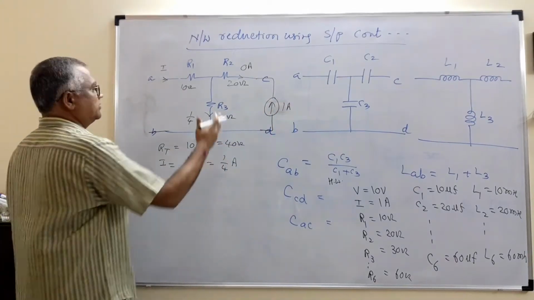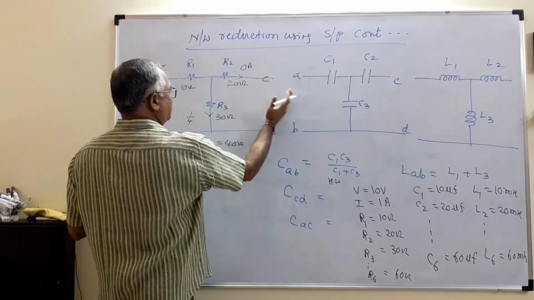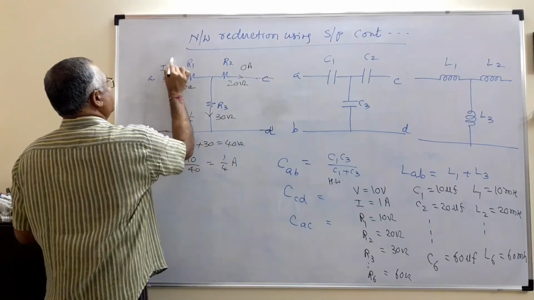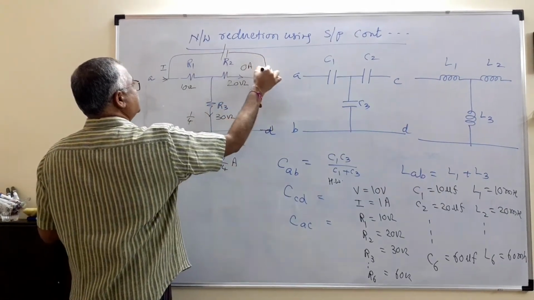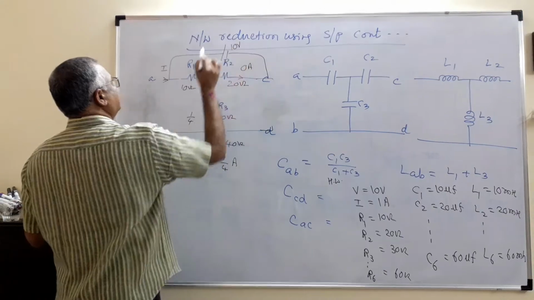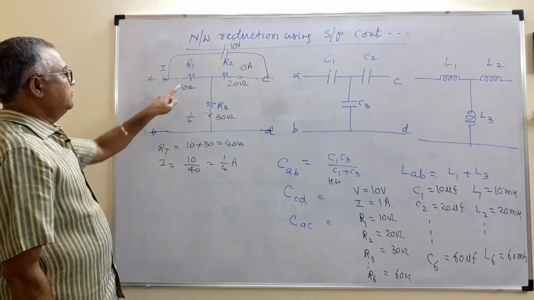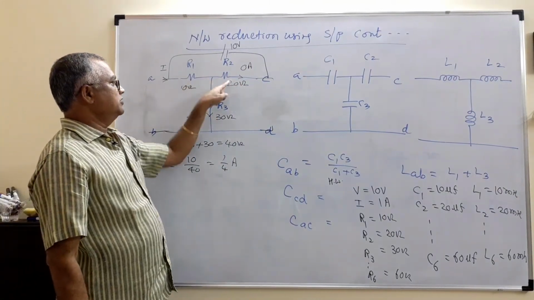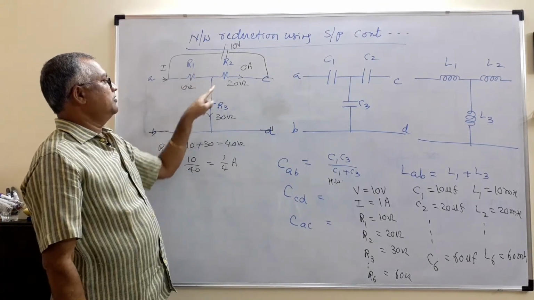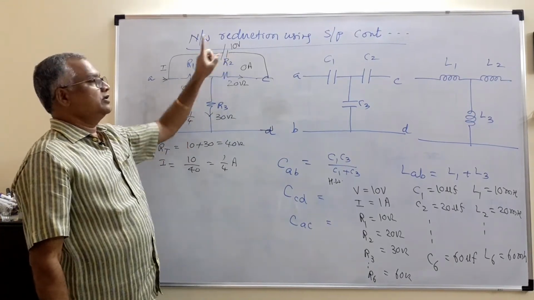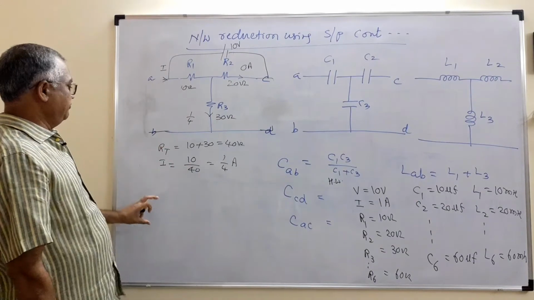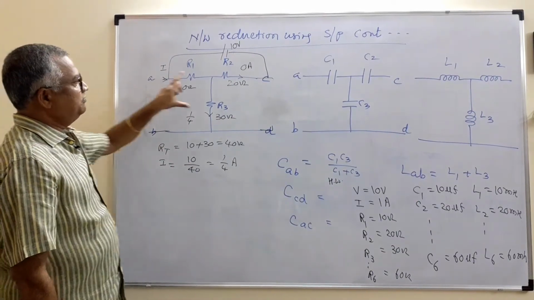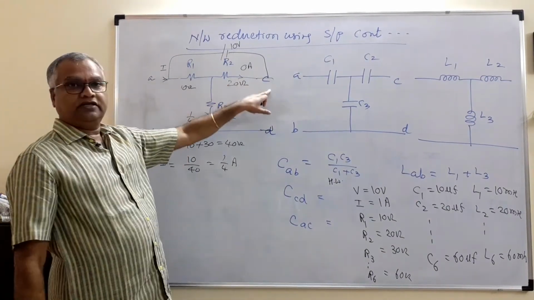Like this. After this side is over, again apply a voltage source of 10 volts this side. Then find current, voltage, power. Repeat with the current source. That is the reason previously we solved RAB, RCD, RAC.